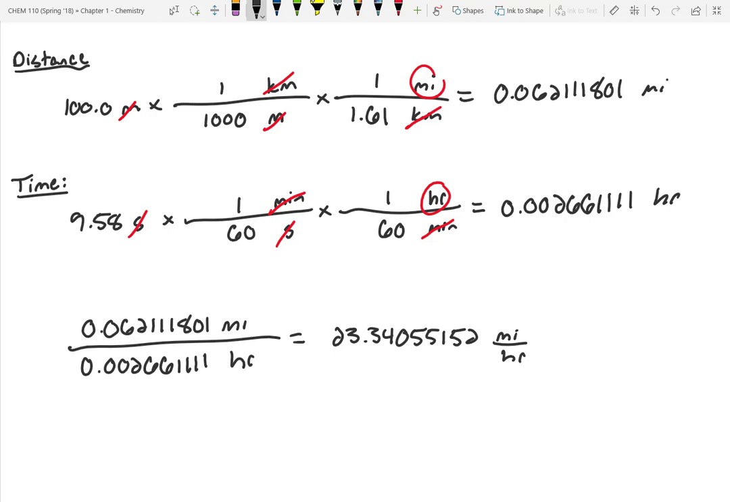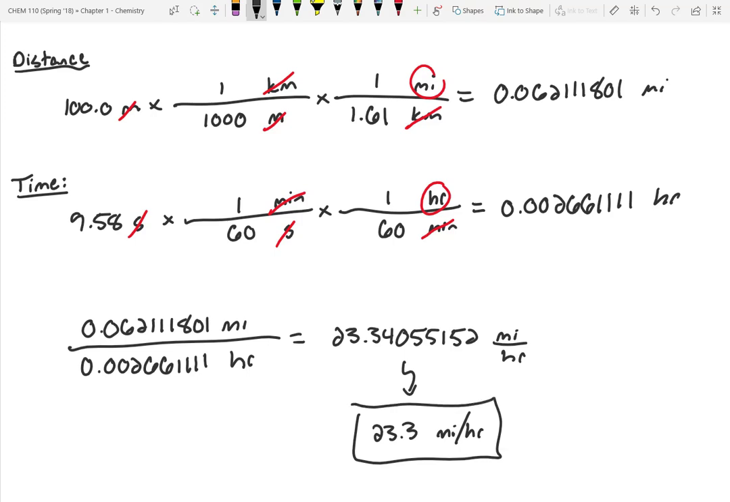Okay, we're not quite done yet. What do we need to do? Sig figs, right? How many sig figs should our final answer have? 3. Okay, because we're doing multiplication and division, we need to stick with the fewest number of sig figs. So instead of writing out all those numbers, I'd say 23.3 miles per hour.